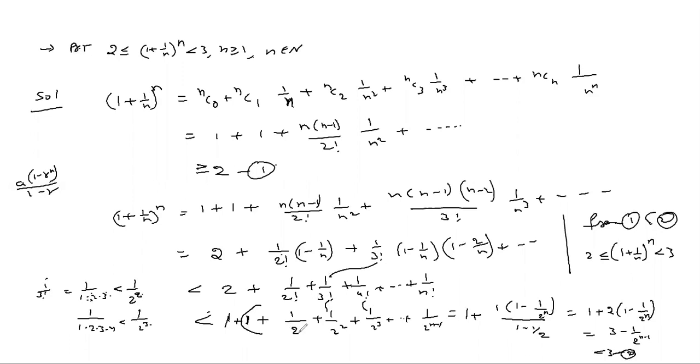From the second term onwards I'll get a GP with first term 1 and common ratio 1 by 2. So I have applied the sum of n terms in a GP, which is a into 1 minus r power n by 1 minus r. Substituted, finally I'll get 3 minus 1 divided by 2 power n minus 1. Clearly this is less than 3. Let us take this inequality as 2. So from 1 and 2, this quantity is more than or equal to 2 but less than 3. Hence proved.